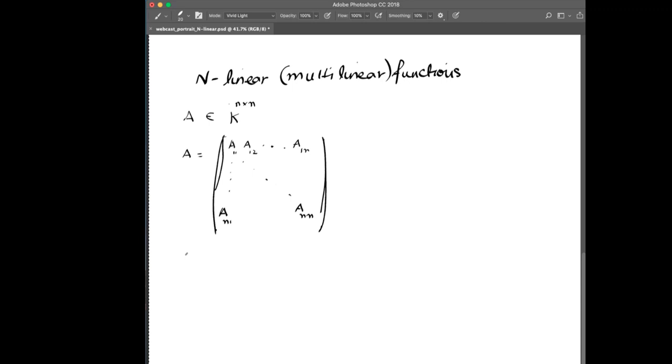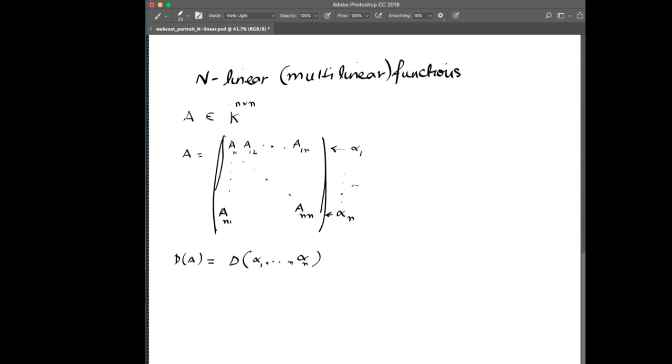We can also say that each row of A would be denoted by the letter alpha, so that alpha 1 is the first row, alpha 2 the second row, and so on till alpha n. Then a function d of A, which is a multilinear function of A, could also be described as a function of all of these rows, as d of alpha 1, alpha 2, and so on until alpha n.